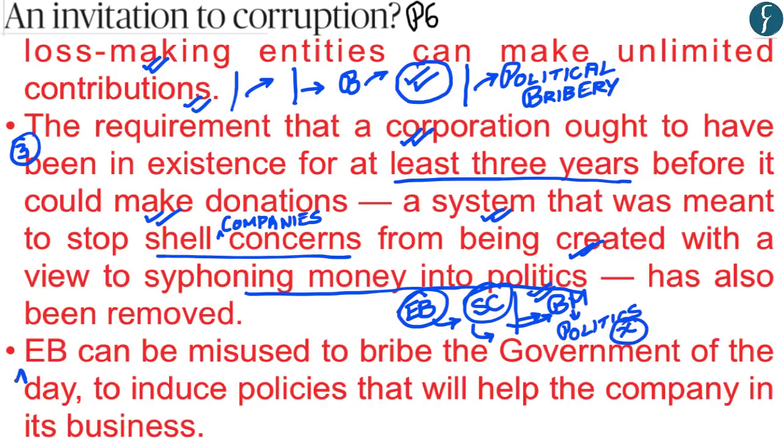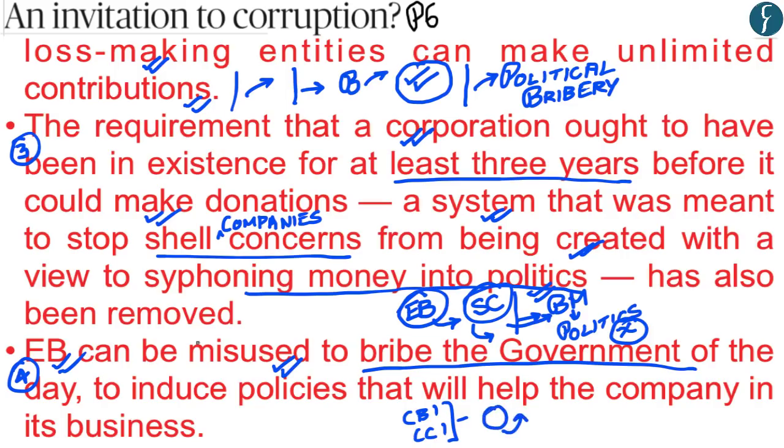And the fourth and the last concern with regards to corporate purchasing of electoral bonds is that corporates can misuse electoral bonds to bribe the government of the day. And since various organizations of the Government of India, such as the CBI, the Competition Commission of India, and various other organizations, cannot know the identity of the organization which has given money to a political party, it would allow the company to easily bribe the government of the day.